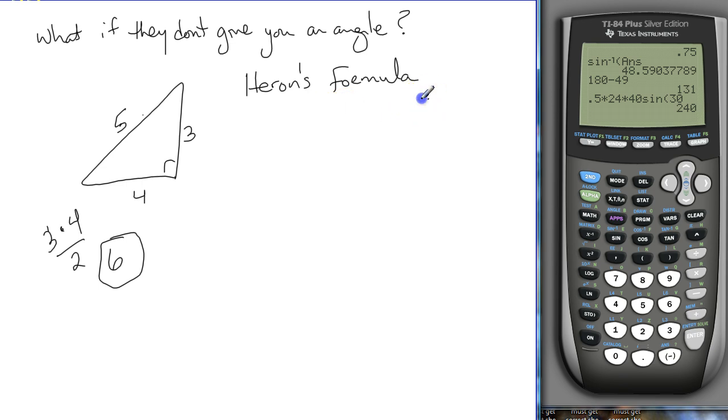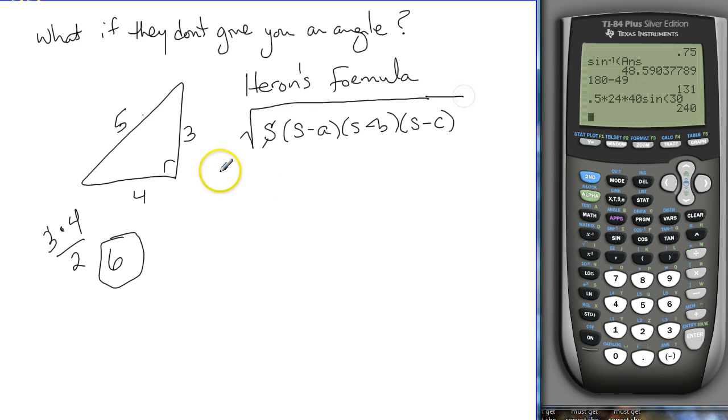Heron's formula is this: jumbo radical, the letter S times S minus A times S minus B times S minus C, all under this jumbo radical. And S is the semi-perimeter. A semi-perimeter is just the perimeter cut in half, the perimeter divided by 2. And these are my values A, B, and C that we've been using.